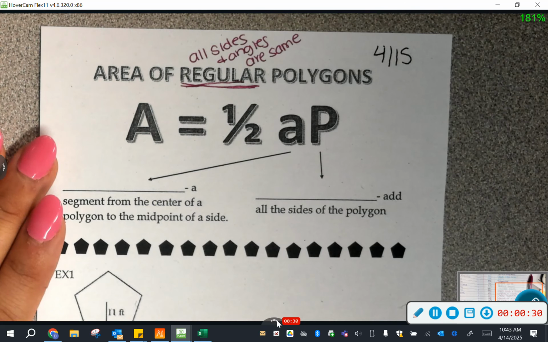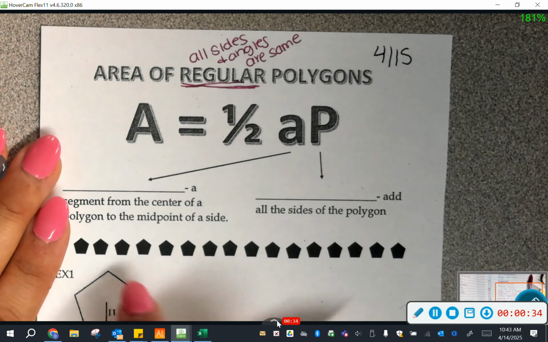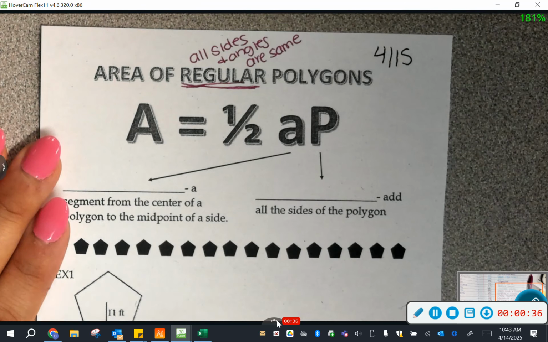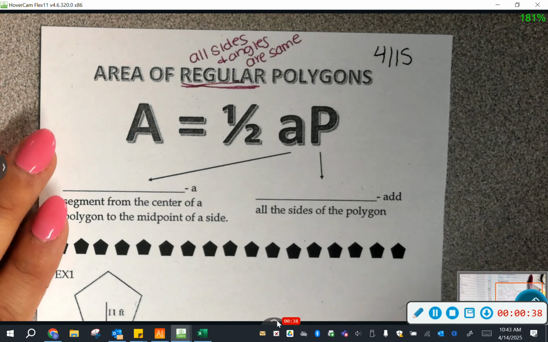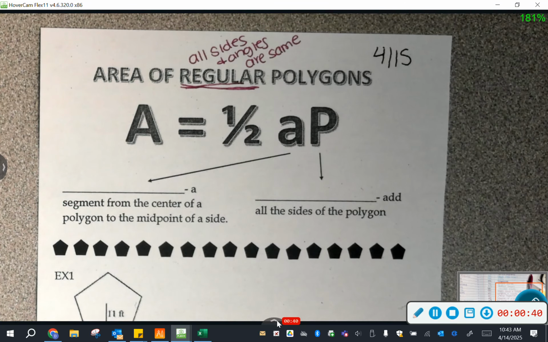What shape? A square. Does this work for a square? Yes. Do you see a square on this paper? No, but does it work for a square? Yeah. Same thing. This works for an equilateral triangle. All right. And it also works for pentagons, hexagons, octagons, nonagons, as long as all the sides are the same.